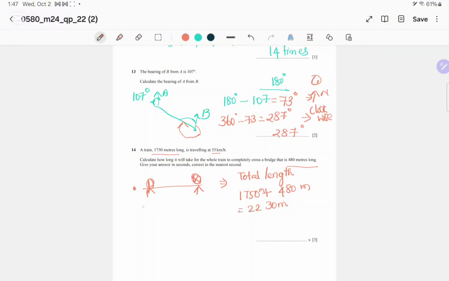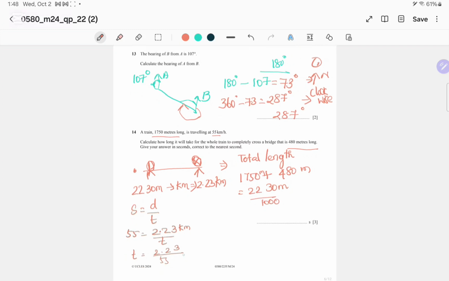So we convert 2230 meters to kilometers, simply by dividing by 1000, which is 2.23 kilometers. Now, what is the formula for speed? Speed equals distance divided by time taken. Speed is given, which is 55. Distance is 2.23 kilometers. So time equals 2.23 divided by 55.